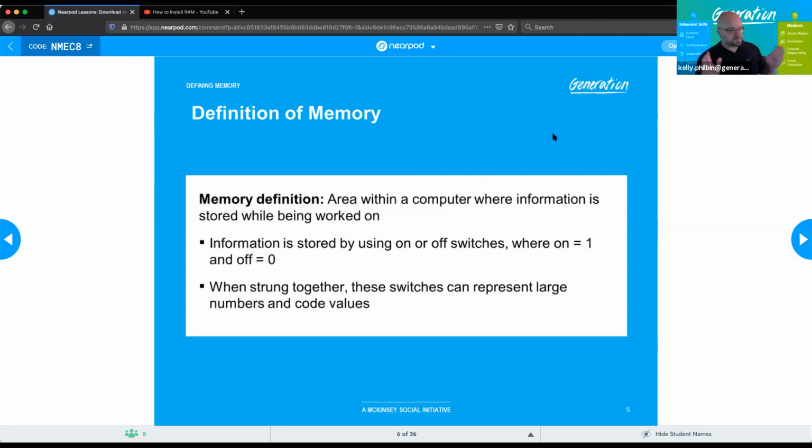So these are the different units of measurement for small bits of information. You have the bit, which is a single 1 or 0, on or off. You put 4 of them together, you get a nibble. You put 8 of them together, and you get a byte.